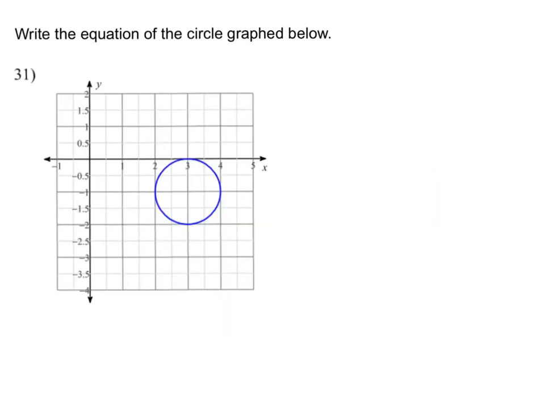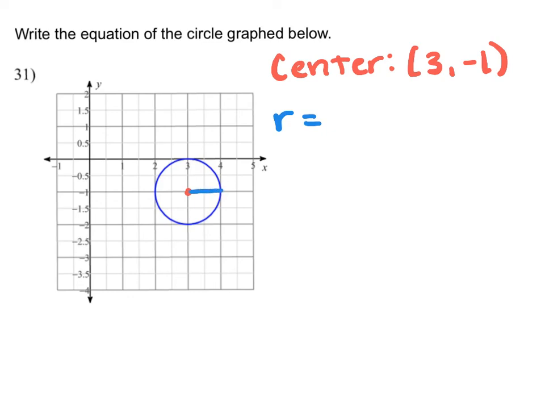Now, if we want to write the equation of the circle, there's two pieces of information we need to know. We need the center of the circle and what the radius is equal to. If I identify my center, in this case it is where I just put my red point. So my center will be at 3, negative 1, and the radius is the distance from that center to the edge of the circle, which in this case gives us a radius of 1.